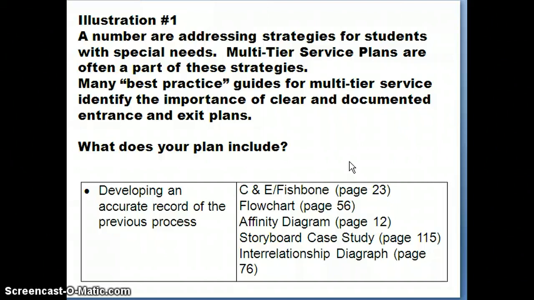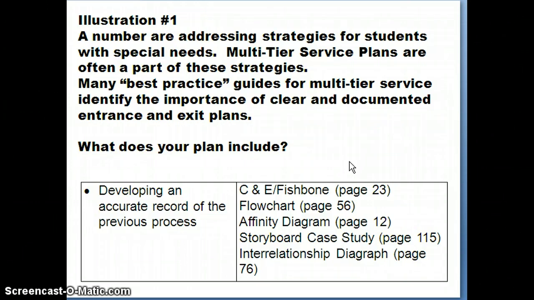Well, here's one of the hotspots identified that's related to this. And this one is at the beginning of the process, developing an accurate record of previous processes. And it lists some tools out of Memory Jogger that are really going to help you in this process. One I might really note is like a flowchart.